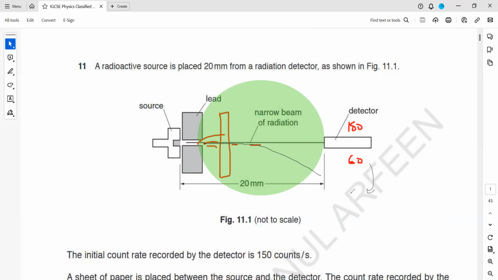If the counts reduced from 60 to 20, it means there is also a beta. The paper shows there was alpha because the count was reduced. The deflection shows there is beta as well. And the 20 counts are due to background. So is there a gamma? No, because if there was a gamma, then the count should not be 20, it should be above the background.